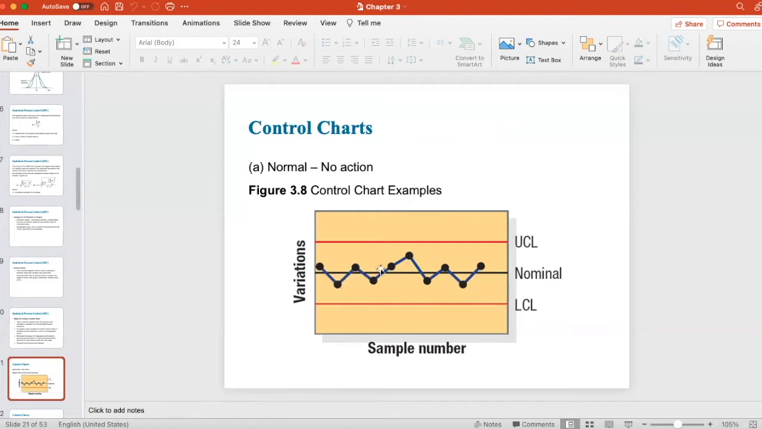and try to keep the variation within the upper control limit and lower control limit. That's our very important target that we want to reach during the quality management process. Now suppose UCL is right here as the red line shown, and the LCL is right here.